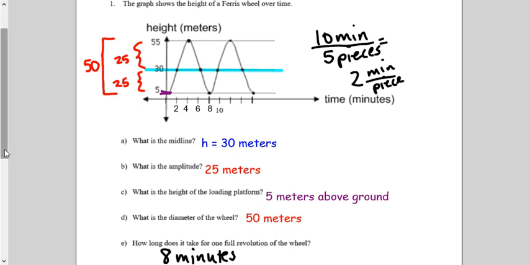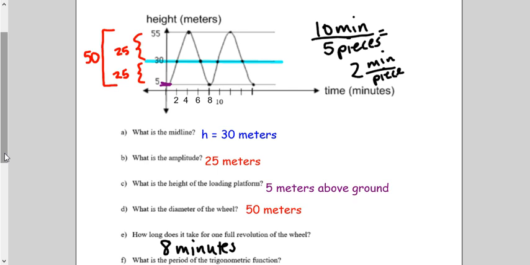The next question asks, what is the period of the trigonometric function? Well, this is really the same question. How long it takes to make one complete cycle is the period. So the period is also going to be 8 minutes.